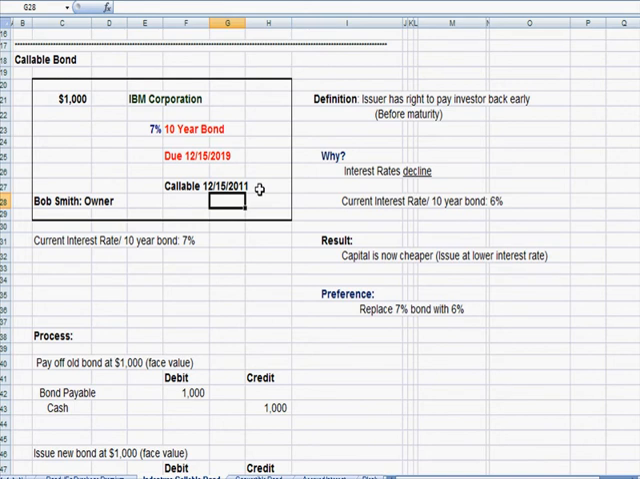So that's the call feature that's actually written on the face of the bond certificate, so the investor knows what's going on. The next question is, well, why? Why would an issuer want to pay a bond off early?